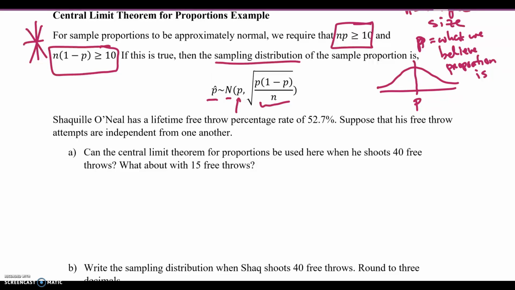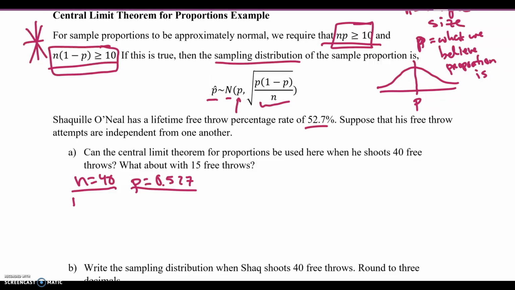Okay, so one thing to really know is that these are the things that we need to be testing. So when n is equal to 40, let's see, can we really do this? Okay, so n equals 40, do we know what p is? Do we know what we believe Shaquille O'Neal's percentage is? Yes, so that was given to us. That's going to be 0.527, okay?